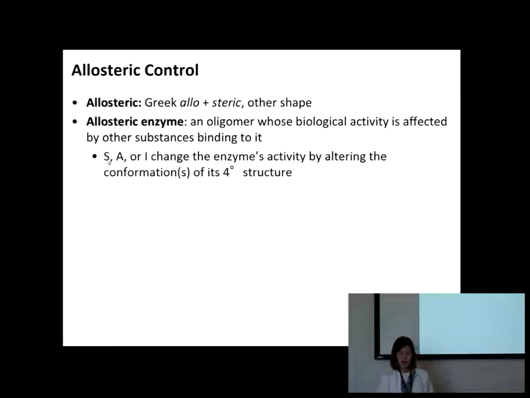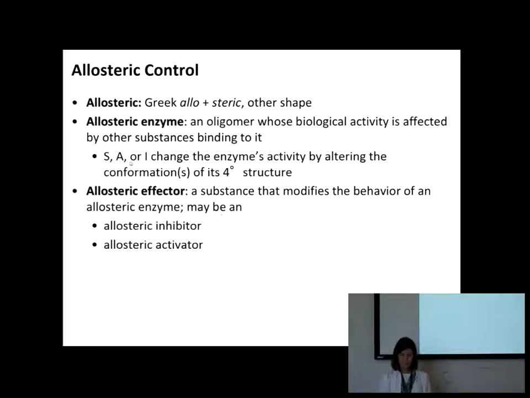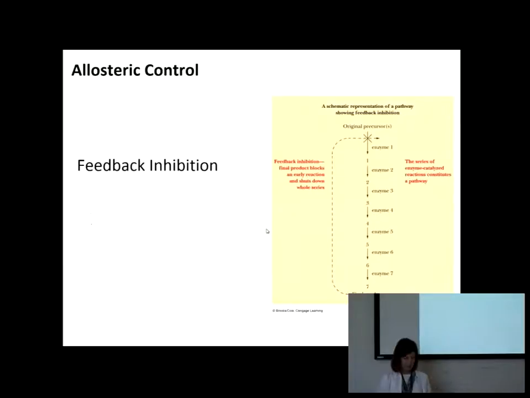And S, A, and I. S is the substrate, A is an activator, and I is an inhibitor. And all of those are going to change the quaternary structure. All of them are allosteric effectors. They can be inhibitors or activators. Oftentimes, you'll see an inhibitor be a downstream product.